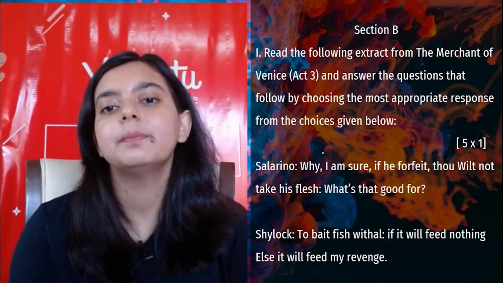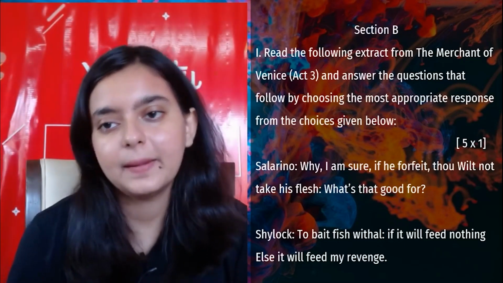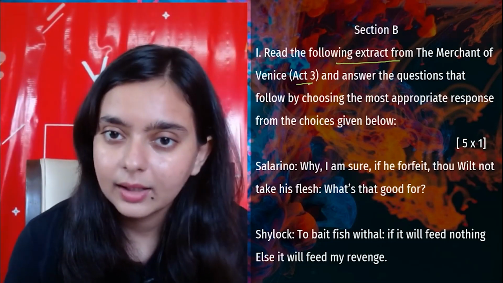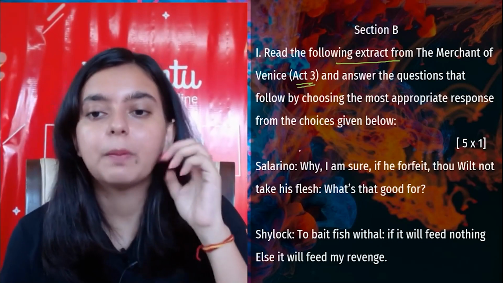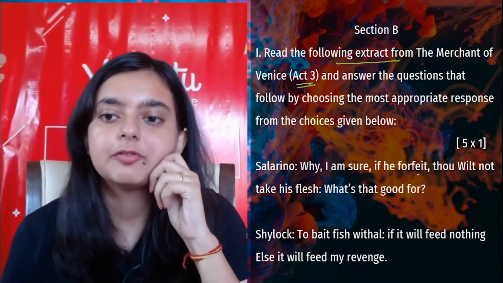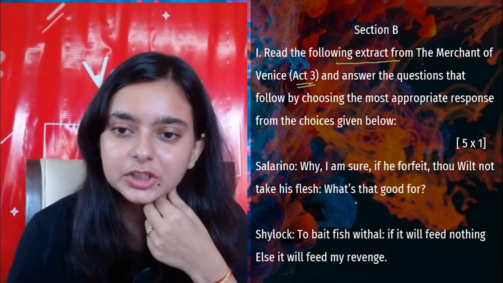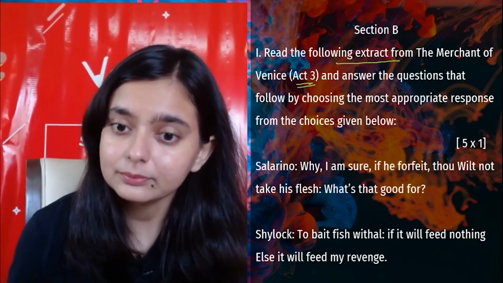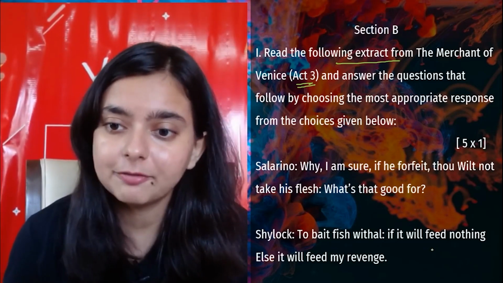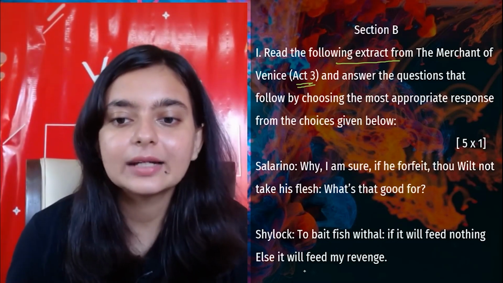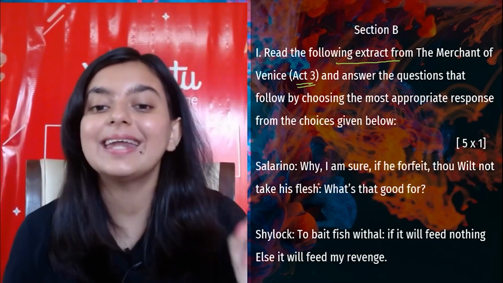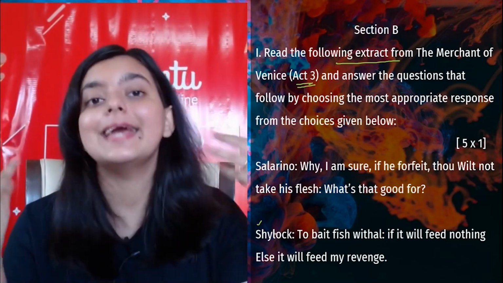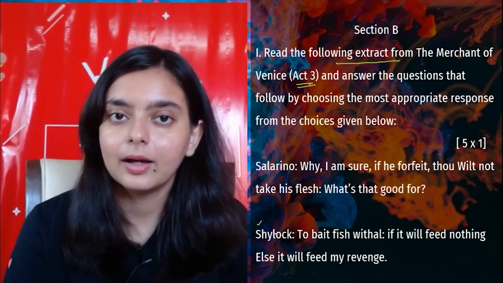Now we come to section B, which is the extract-based question from Act 3. Let us see which part it is. "Why, I am sure if he forfeit, thou wilt not take his flesh. What's that good for?" "To bait fish withal. If it will feed nothing else, it will feed my revenge." Very, very important, because here Shylock's actual motive is being revealed.